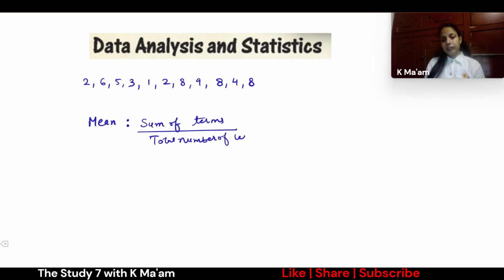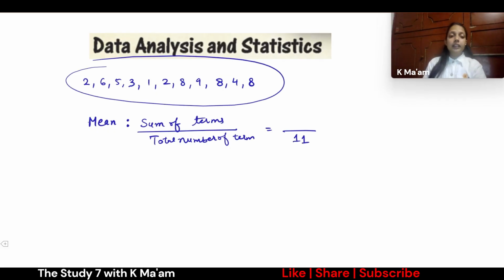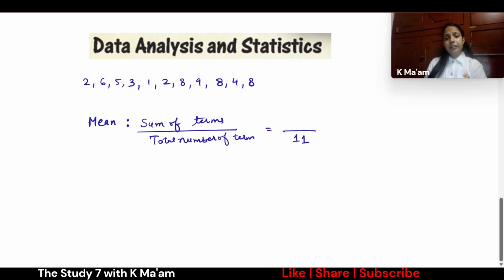Let's count how many terms are there: 3, 4, 5, 6, 7, 8, 9, 10, 11. Total 11 terms are there. Now add all these terms. If I add all these terms, we will get 56, and it's approximately 5.09. This is the mean.